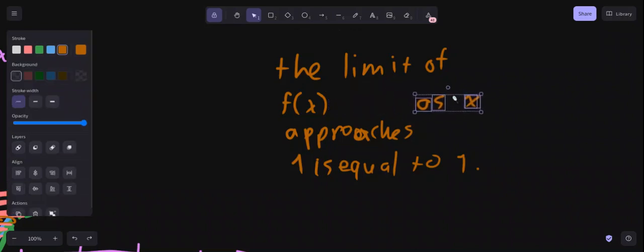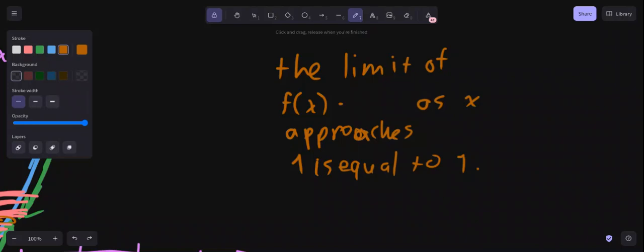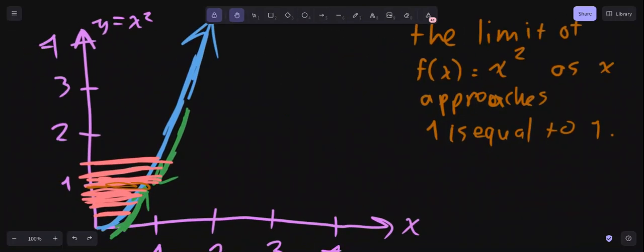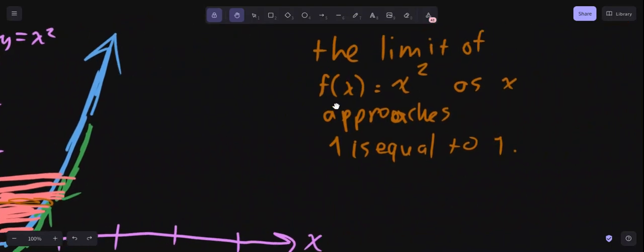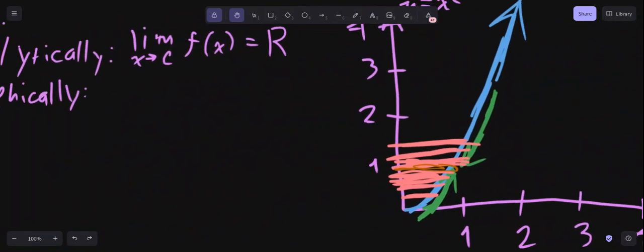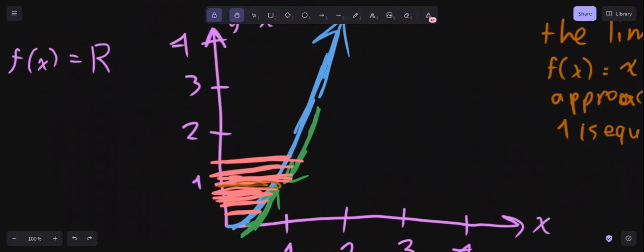There we go. So the limit of f of x, sometimes you do just define the function right there. So the limit of f of x equal to x squared as x approaches 1 is equal to 1. So this is how you would write it out. This is how you would represent the limit in, I guess, words. So you could do that graphically like that.